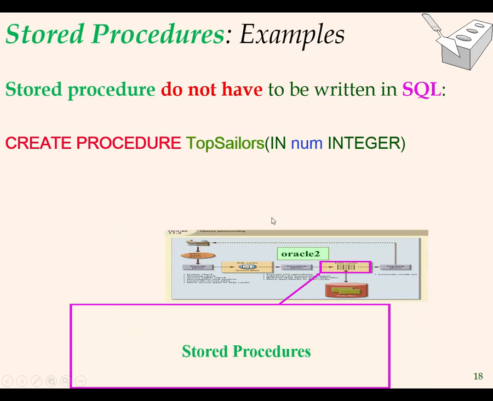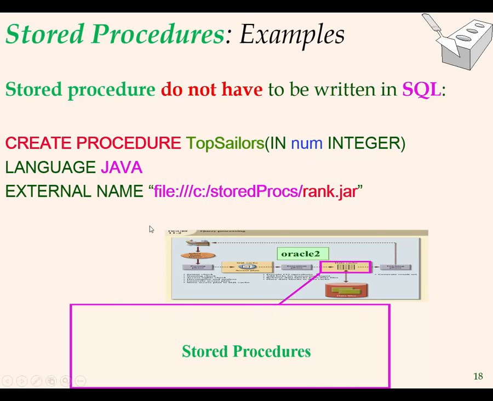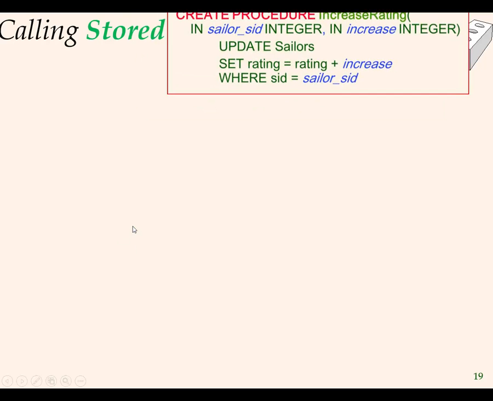So that's pretty cool. So the stored procedures do not have to be written in SQL. This is one that's written in Java. So again, keyword create procedure, top sailors, it takes one parameter, an input num integer, and you can specify the language is Java, and actually you can point to the file on your file system as well. Okay, so we created the stored procedure. Let's see how we invoke it.